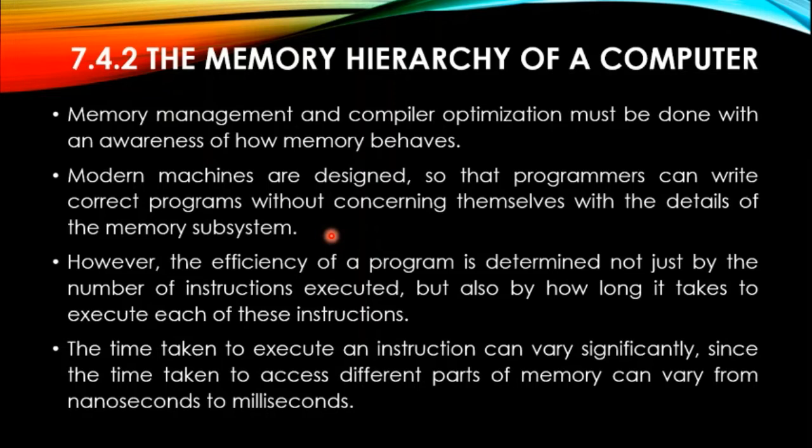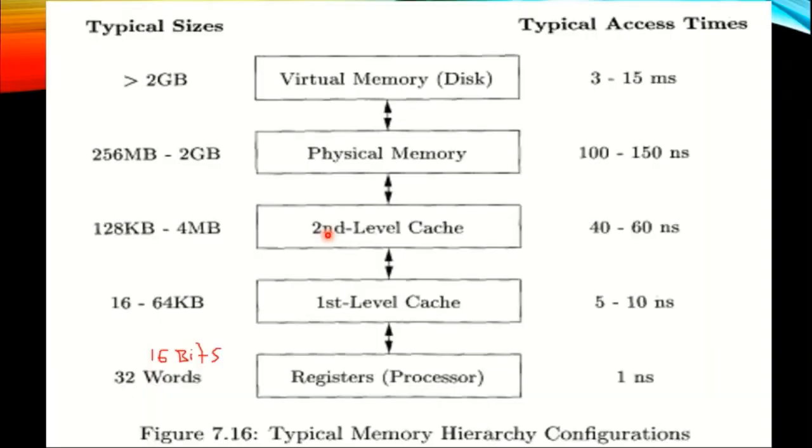So that is based on from nanometers to nanoseconds to milliseconds. So now we observe what the different memory hierarchies of a computer are. These are the different types of memory hierarchy of a computer: register memory, first level cache memory, second level cache memory, physical memory and virtual memory.